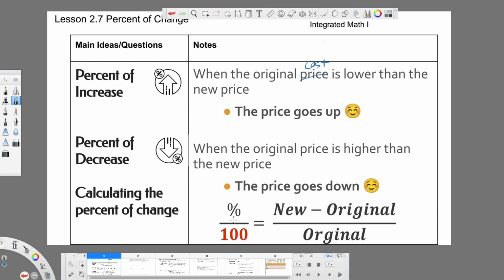So increase or decrease. On the other side of our proportion here, we need to do the new price minus the original price, and this should tell us right away, is it going up or down? Because if the new price is bigger than the original price, well, that means it went up. So it's an increase. If the new price is less than the original price, this is going to be negative, and the price went down. So it just kind of gives us a really quick increase or decrease idea there. And then we divide this whole thing by the original. So let's go ahead and practice this on the next screen here.